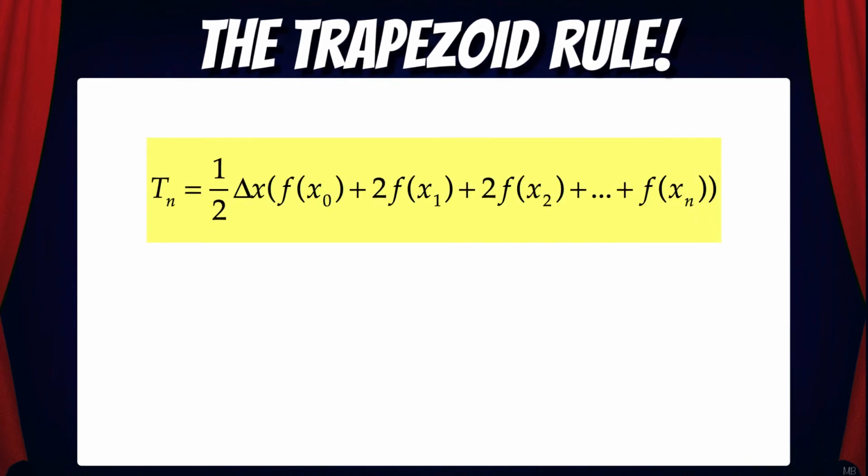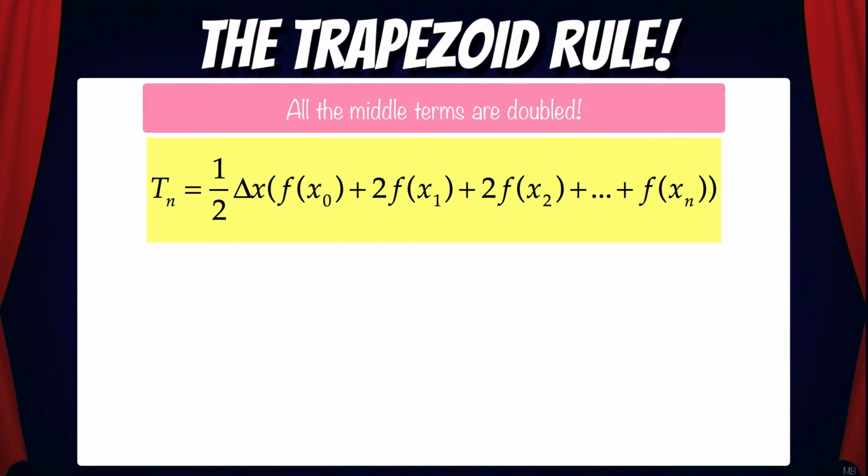T sub n equals 1/2 times the height, which is delta x, times the quantity of f of x sub 0 plus 2 f of x sub 1 plus 2 f of x sub 2 plus all the way down to f of x sub n. Note that all the middle terms are doubled.